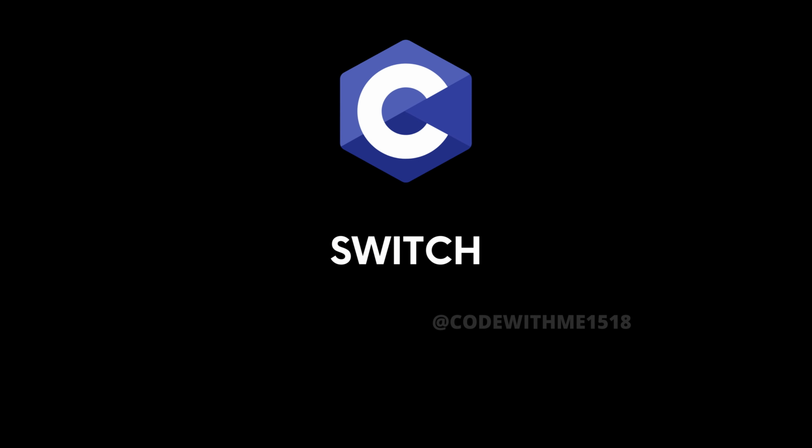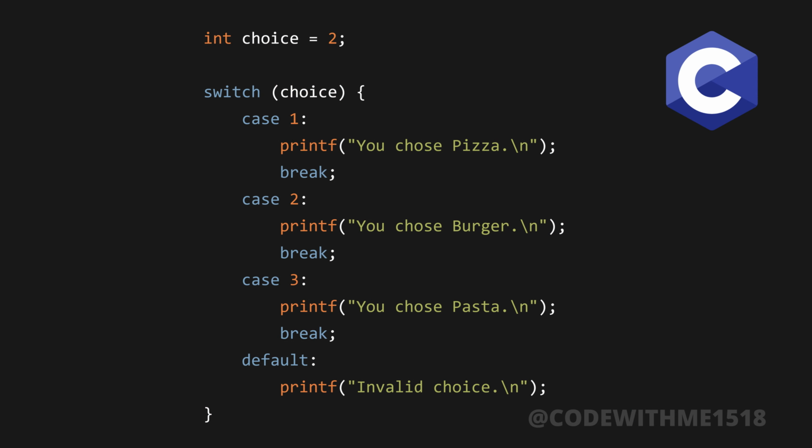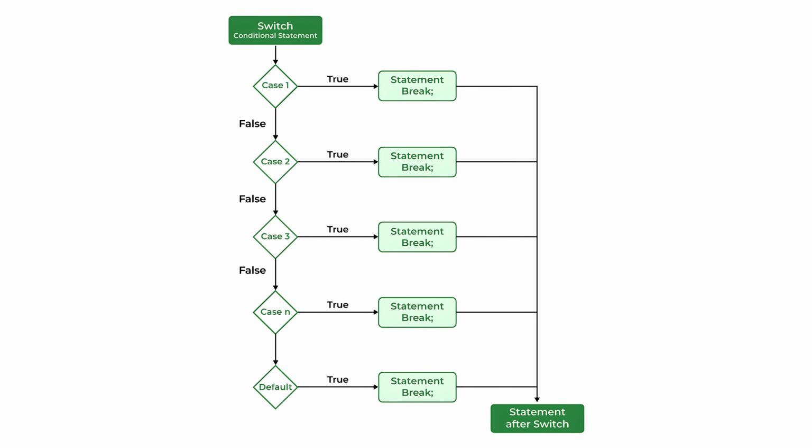Next, we have the switch statement. This is like a menu at a restaurant. Based on your choice, you get a specific dish. Here's an example. The switch statement evaluates the value of choice and matches it to a case. The break statement ensures the program exits the switch block after executing the matched case.